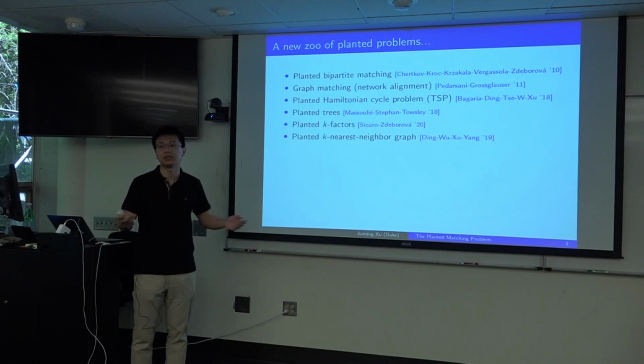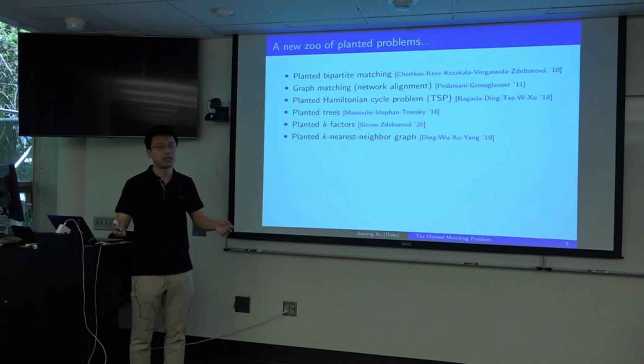But at a high level, you can imagine you have a bipartite graph. There is a hidden perfect matching on this bipartite graph, and you have some noisy observation of it. Your goal is to recover this hidden perfect matching.